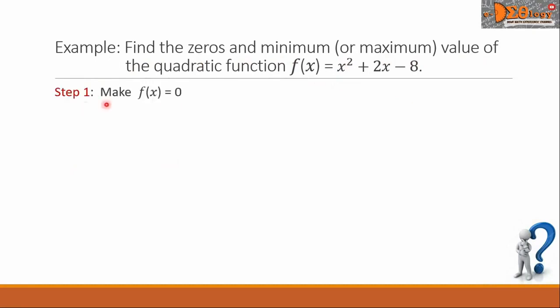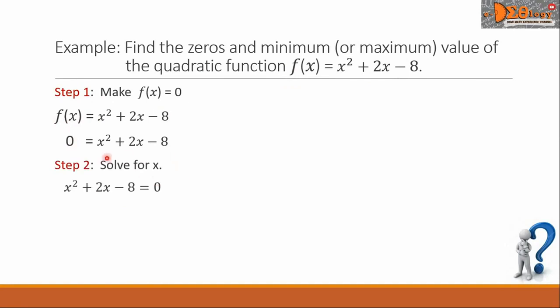Step 1, make f of x equals 0. First, let us copy our function down here. Then, we will change this f of x into 0. So we have now 0 equals x squared plus 2x minus 8. Step 2, solve for x. Let us interchange the sides, so the polynomial x squared plus 2x minus 8 is on the left and the 0 will be on the right side.